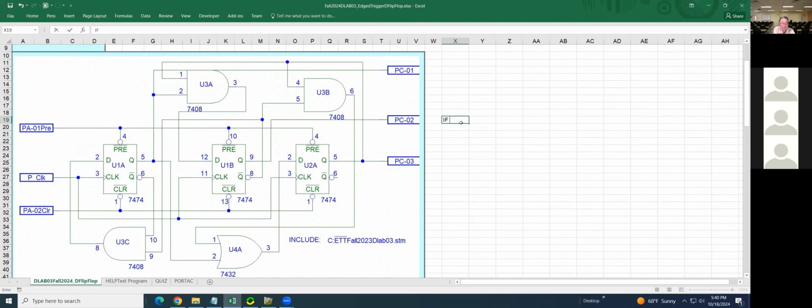If preset, PRE, equals 0, then CLR must be 1. Okay, and Q equals 1. Yes, that's correct, right?